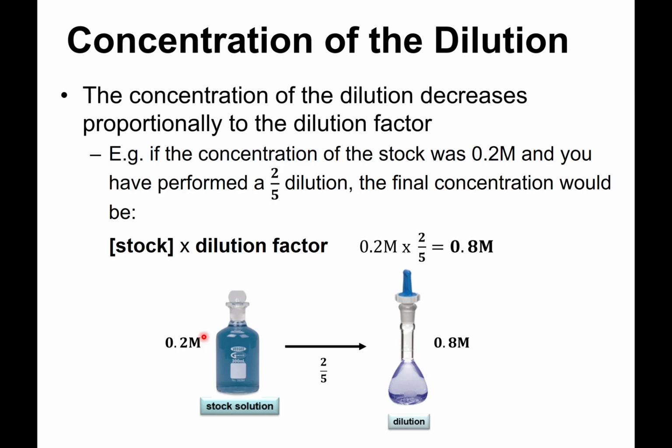So basically, all you need to do to figure out the concentration of the dilution is to take the concentration of the stock, so in this case 0.2 molar, and multiply by the dilution factor. In our example before, our dilution factor was 2 in 5, so we'll be multiplying 0.2 molar times the dilution factor 2 over 5, and this will give us the final concentration of the diluted solution, 0.08 molar. Okay.